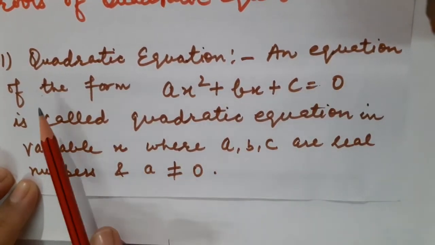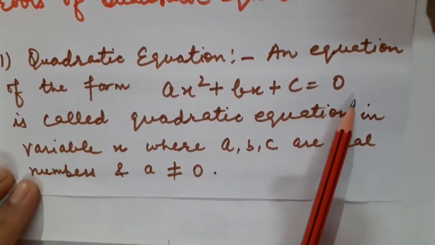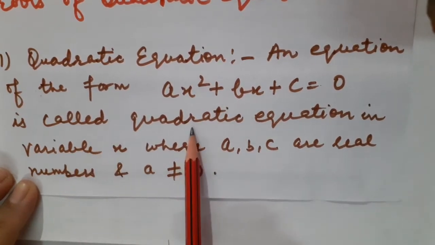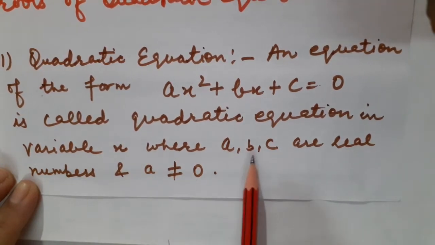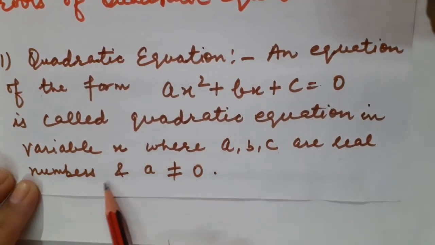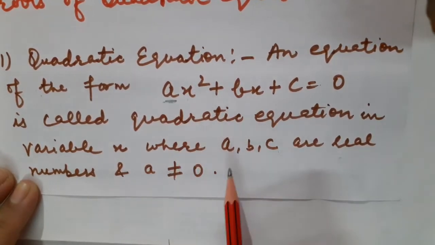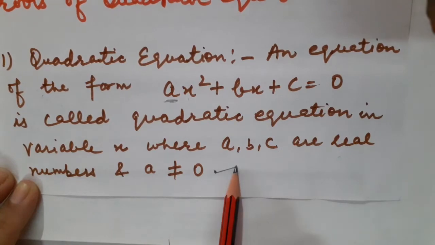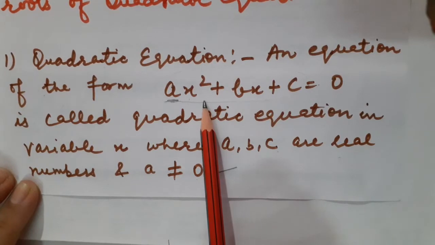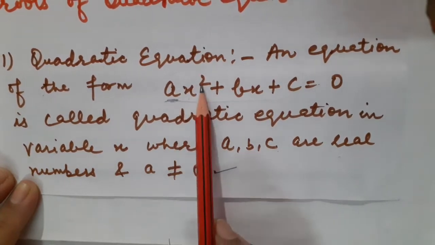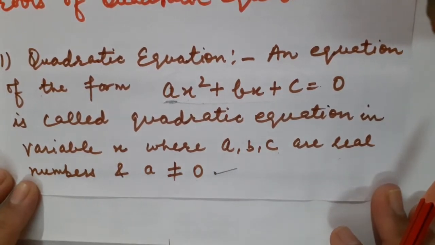An equation which is of the form ax square plus bx plus c is equal to 0 is called a quadratic equation in variable x, where a, b and c are real numbers, and this a, which is the numerical coefficient of x square, can never be 0. Children, you may have seen this generalized form earlier also. Yes, ax square plus bx plus c is the generalized form of a quadratic polynomial.